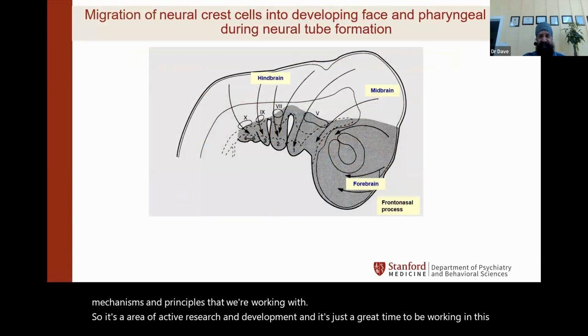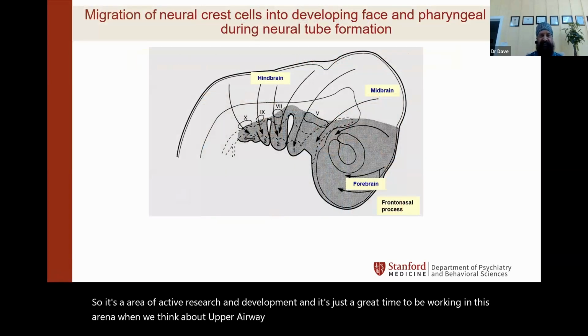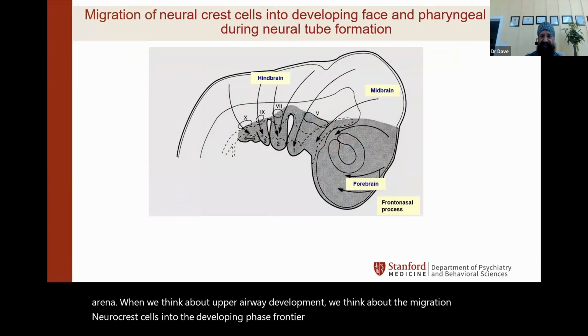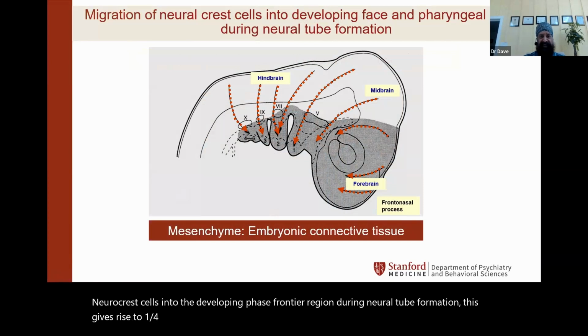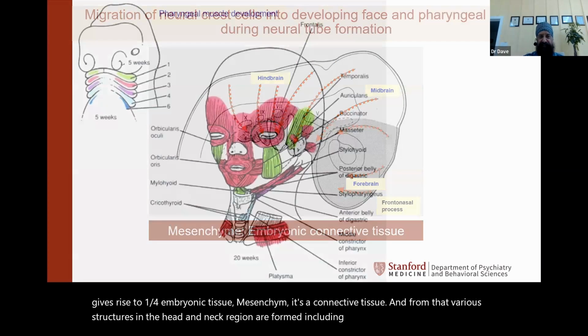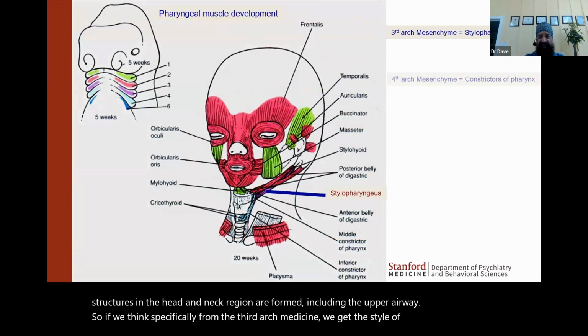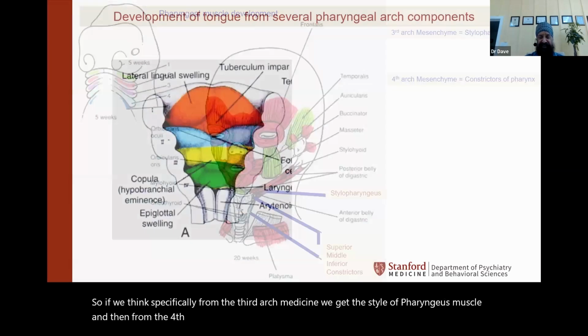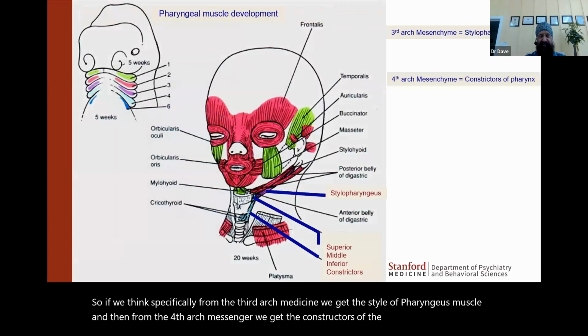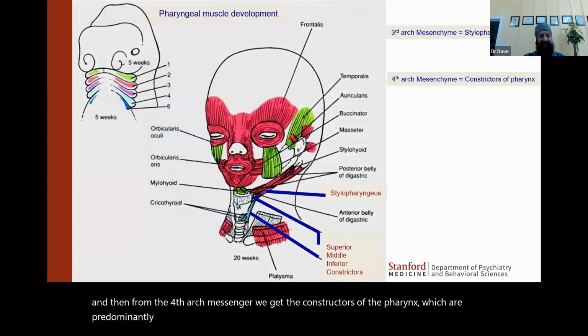When we think about upper airway development, we think about the migration of neural crest cells into the developing pharyngeal region during neural tube formation. This gives rise to a fourth embryonic tissue, mesenchyme. It's a connective tissue, and from that, various structures in the head and neck region are formed, including the upper airway. From the third arch mesenchyme, you get the stylopharyngeus muscle. And from the fourth arch mesenchyme, the constrictors of the pharynx, which are predominantly the muscles that form the upper airway tube, if you will.